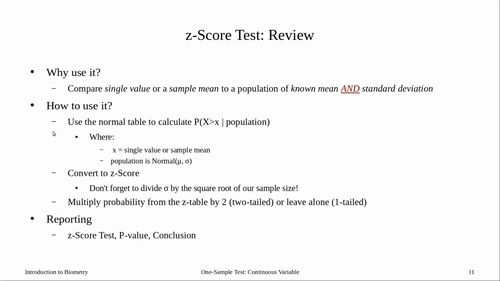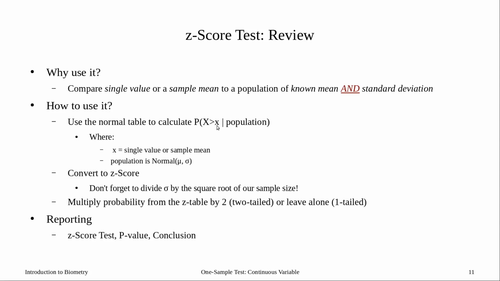So as a review for our z-test, why would we use it? Well, we would use it when we are comparing a single value or a sample mean to a population of known mean and known standard deviation. How would we use it? Well, we would use the normal tables to calculate the probability that we would get our x value that's greater than some value that we've measured, or that our sample mean is greater than the sample mean that we calculated, given the information provided for the population.